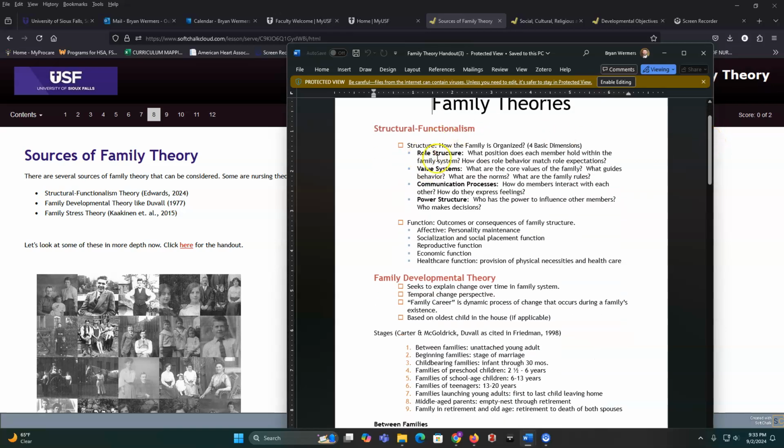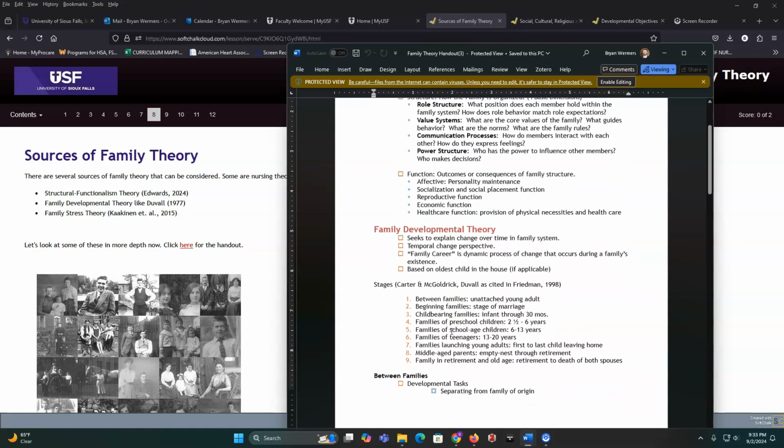And so it talks about the roles of a family, the values of family, the communication processes, and the power, who makes those decisions. And then what's the function of the family? How do they socialize? What's the reproductive function? What's the economic function? There's also developmental theory. So looking at different ages and stages.